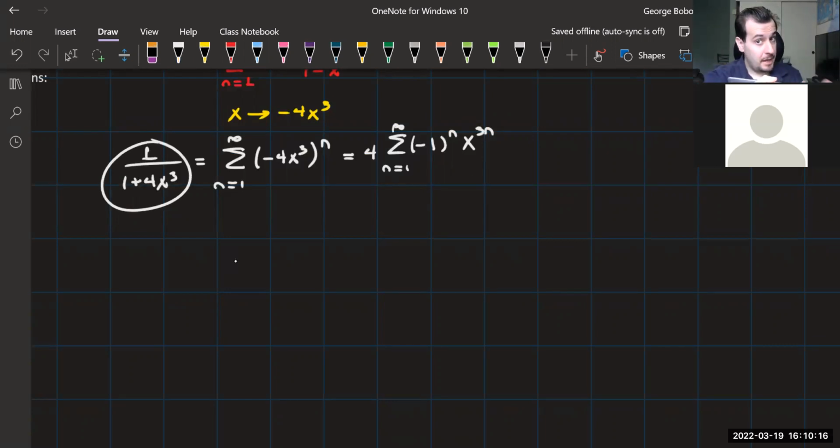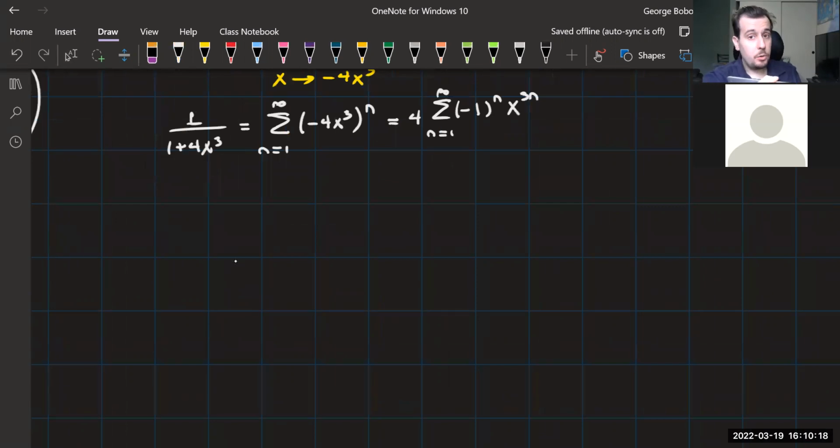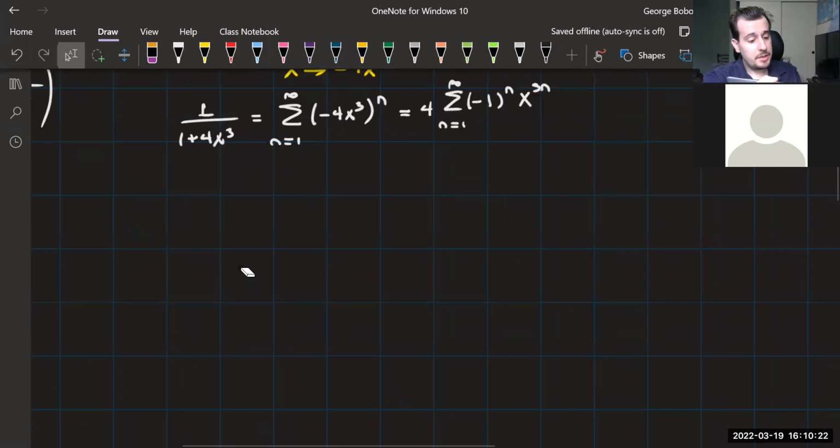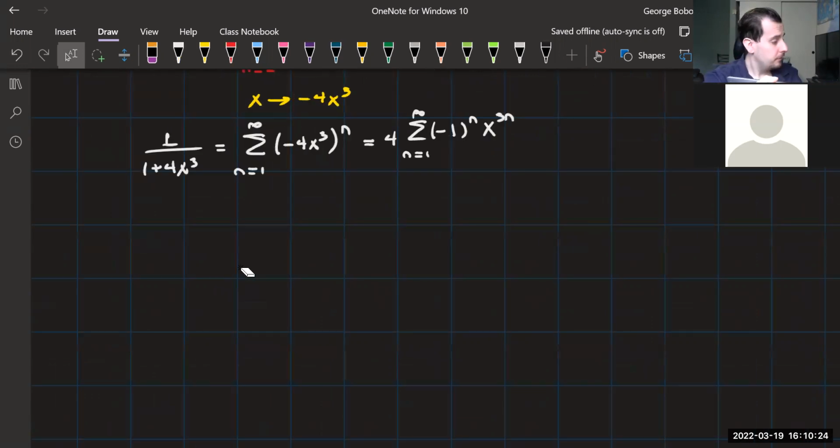Now, that's not what we were being asked, though. We were being asked about what is x to the 7 times this. So what do you think I need to do here to continue? Wait, for this one, like negative 4x cubed, why is it not negative 4x squared? Because, so when I distribute the n in, I get this, right?